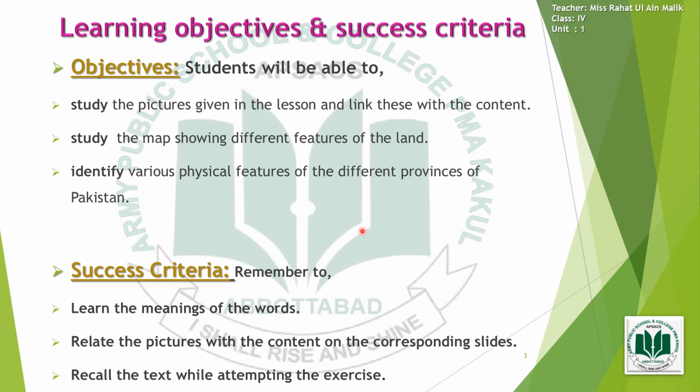And how would we be successful in achieving these objectives? When we remember the meanings of the words. Whenever you come across any word in the coming slides, just recall the meanings, right? Then relate the pictures with the content on the corresponding slides. The content and pictures are to be related, and the text is to be recalled while attempting the exercises, the homework, right? So these are the objectives and success criteria, and they are interrelated.